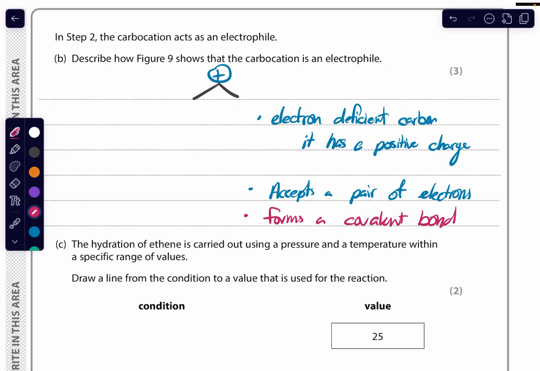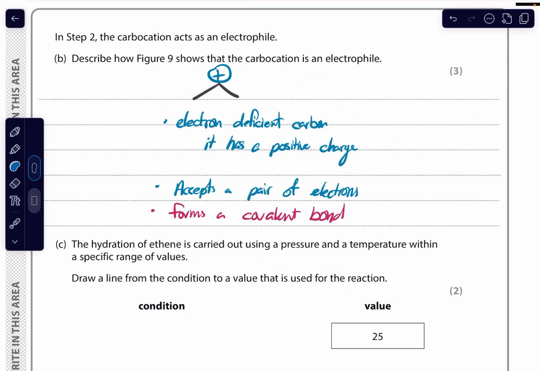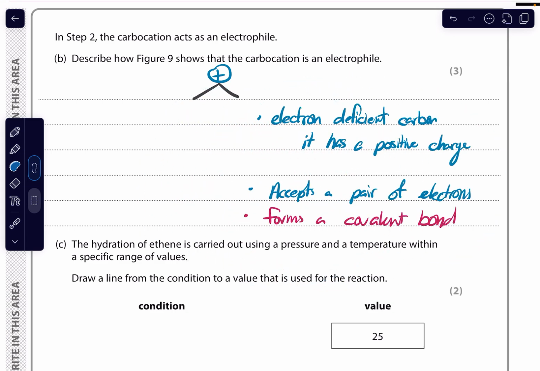I expected many of us to get 1 mark. The accepts a pair of electrons, it's a lone pair acceptor. That's the one I expected from you. I think a couple of you said that it was electron deficient, so really well done for that. Nobody mentioned that it forms a covalent bond because the question doesn't set you up for that. But getting 2 out of 3 on this is brilliant, so I wouldn't worry too much about that. If it comes up in future as a 3 marker, we kind of know what to say next time.